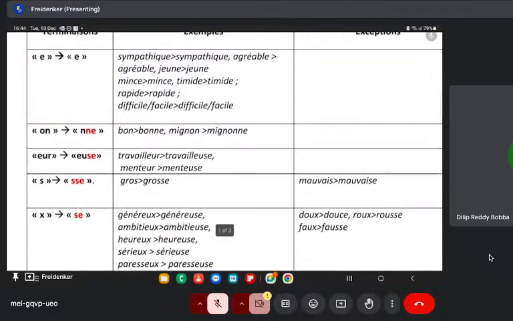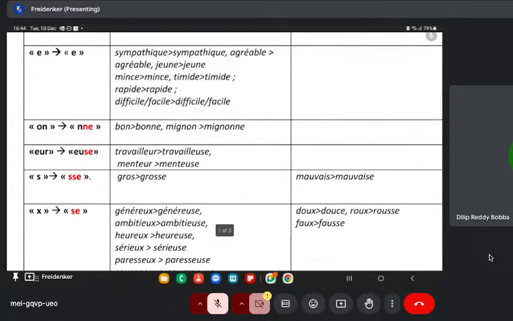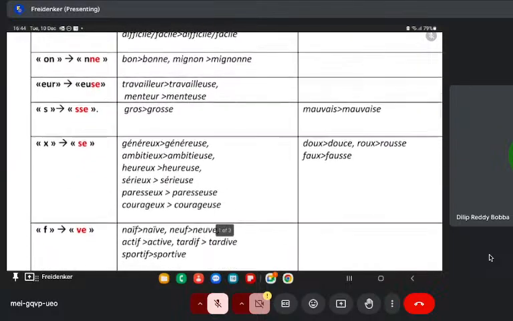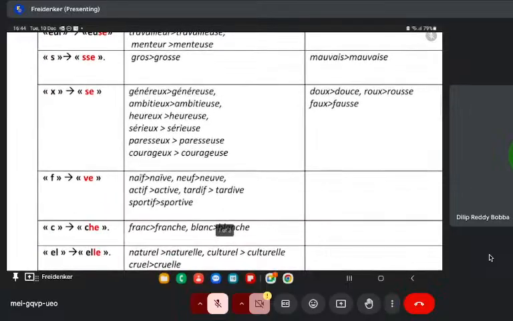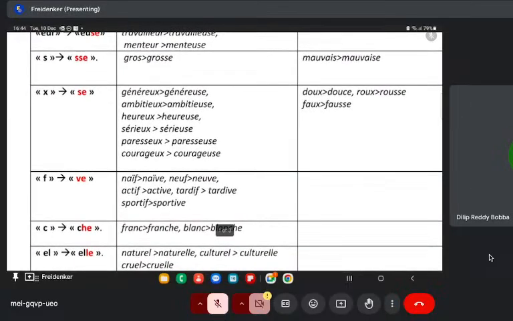Second case, if you have ON, they will change to NNE in feminine. I mean, ON changes to ONNE, right? So, bon is good, bon is also good, but feminine. Mignon is cute. Mignon is also cute, but feminine. That is one case. EUR becomes EUSE. Travailleur is hardworking, but travailleuse is a female form. Menteur is a liar. Menteuse is also a liar, but feminine. Gros is fat. Gros is also fat, but feminine.